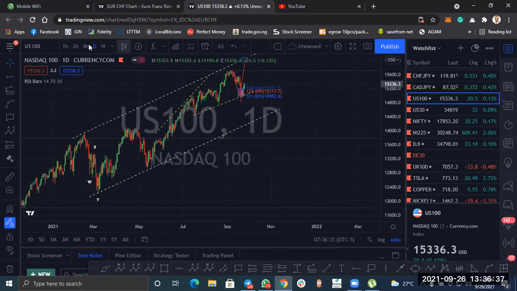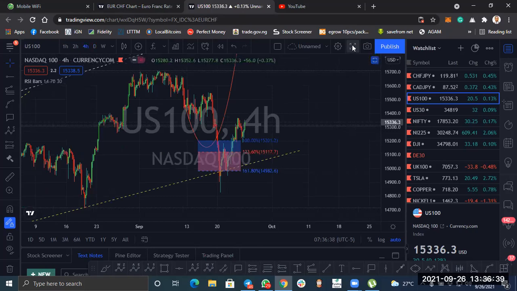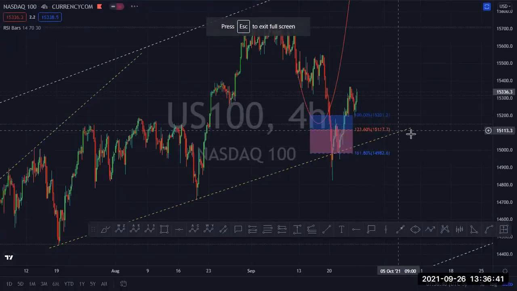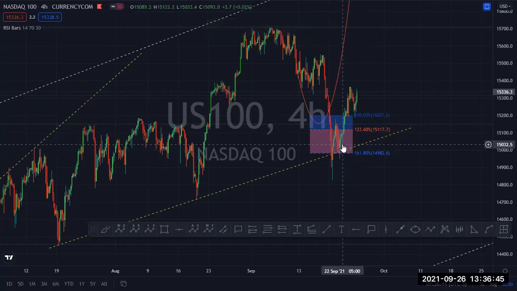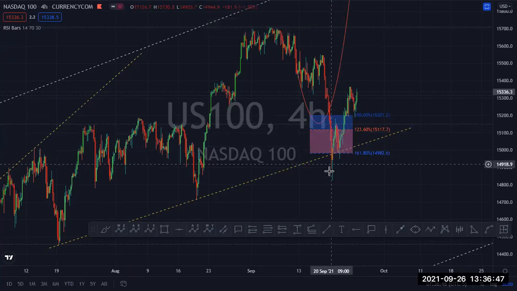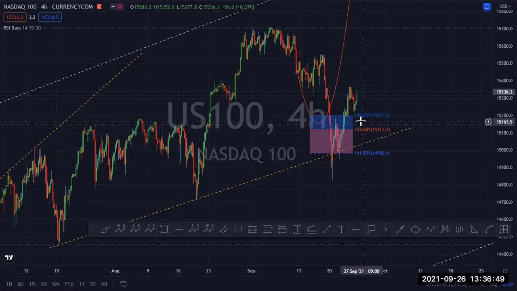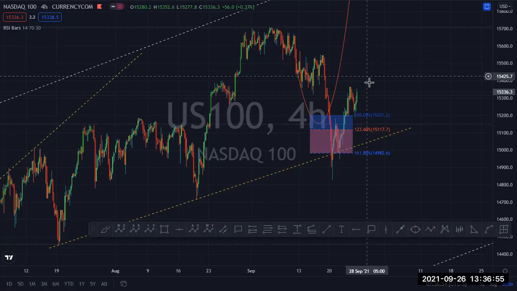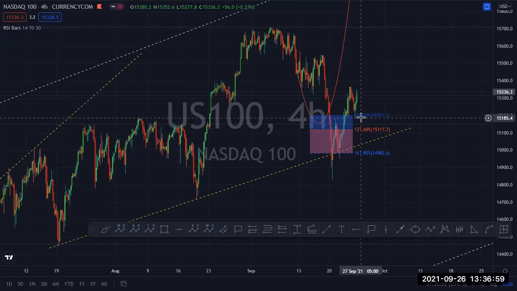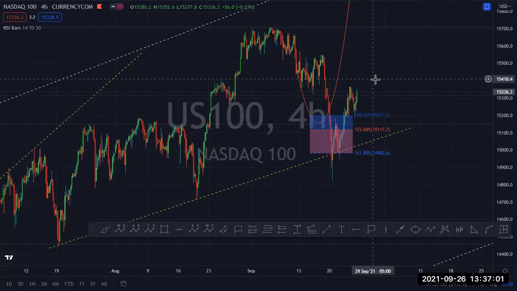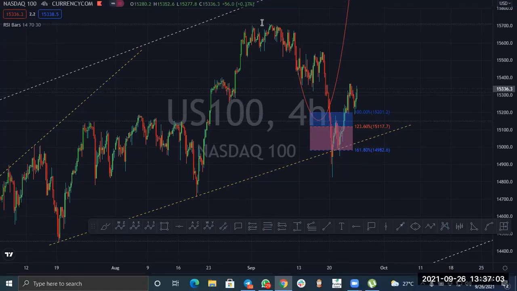US100, let's see 4 hours. In my last analysis, this is where I expected it to buy, but it goes deeper and returns back very fast. So what does that tell you? The buying has commenced. So if you happen to buy, you can now buy. Stop loss will be here. The buying has started again, so no need wasting time on that.